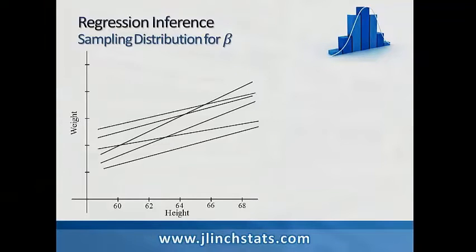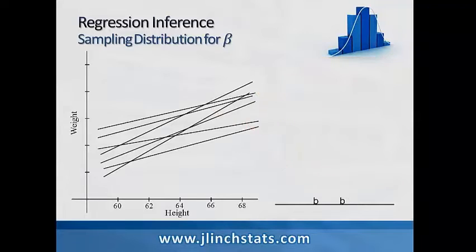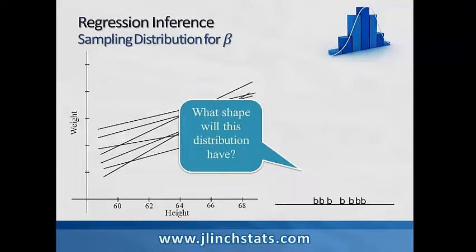Here's some possible least squares regression lines based upon some of our sample data. Now using the slope from each of these least squares regression lines, we can create a sampling distribution for the slope of the true least squares regression line for our population. So let's go ahead and plot all the slopes from the sample of least squares regression lines here. Now although we don't have many, this is just a visual example here, but if we were to continue to do this process over and over and over again for larger sample sizes, what shape would this distribution ultimately have?